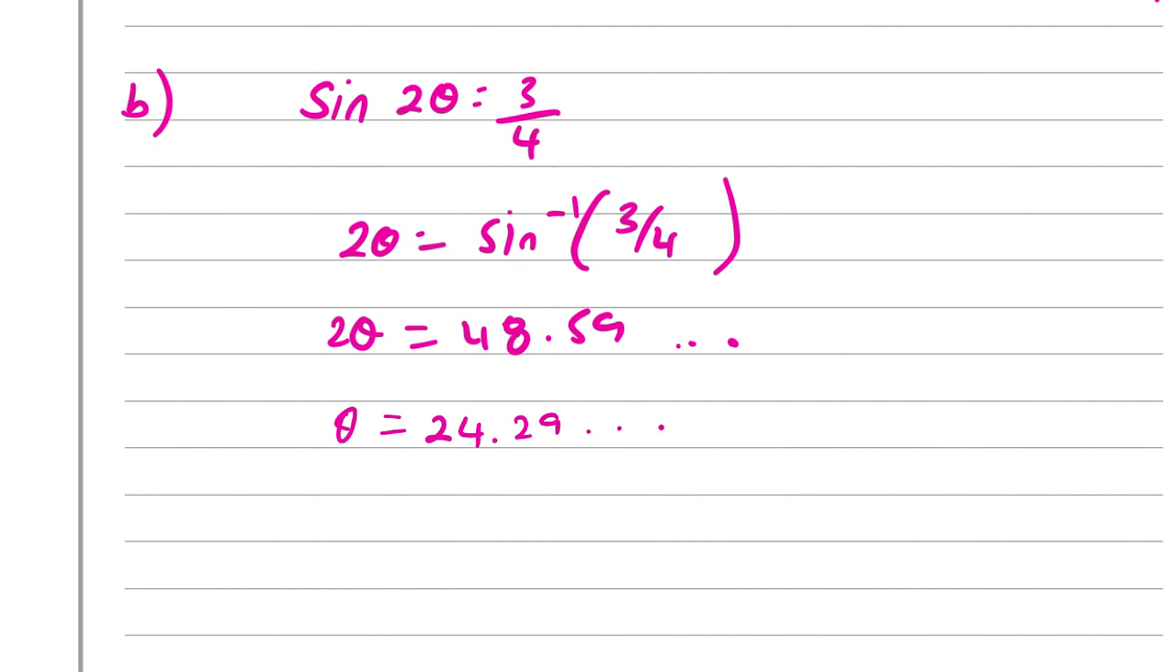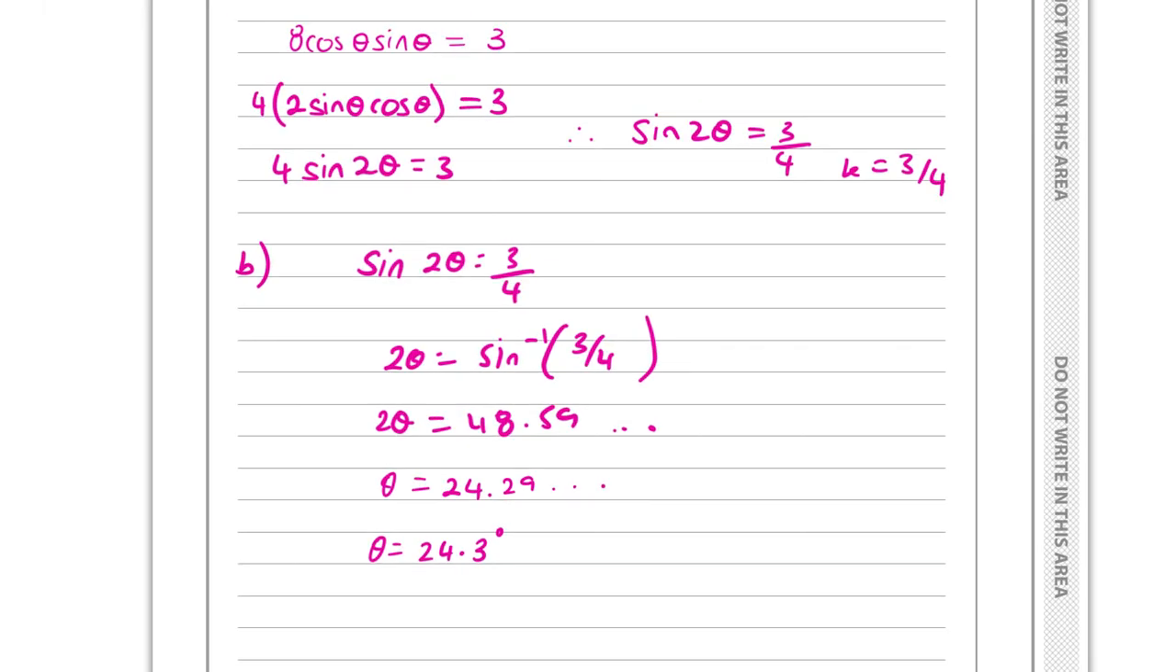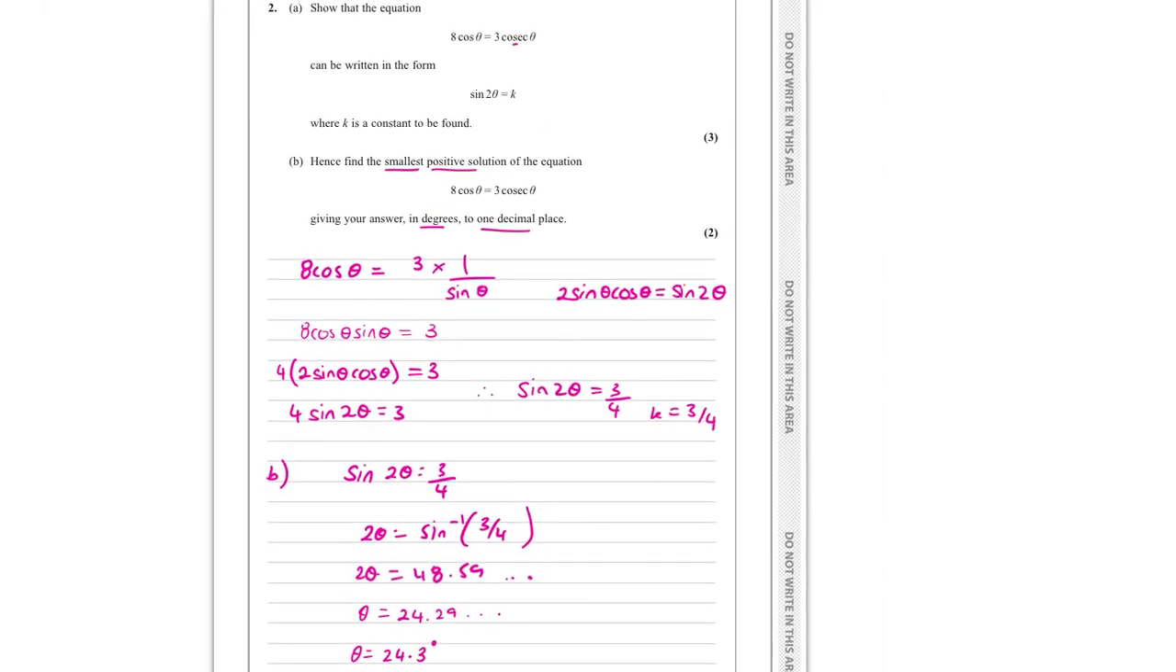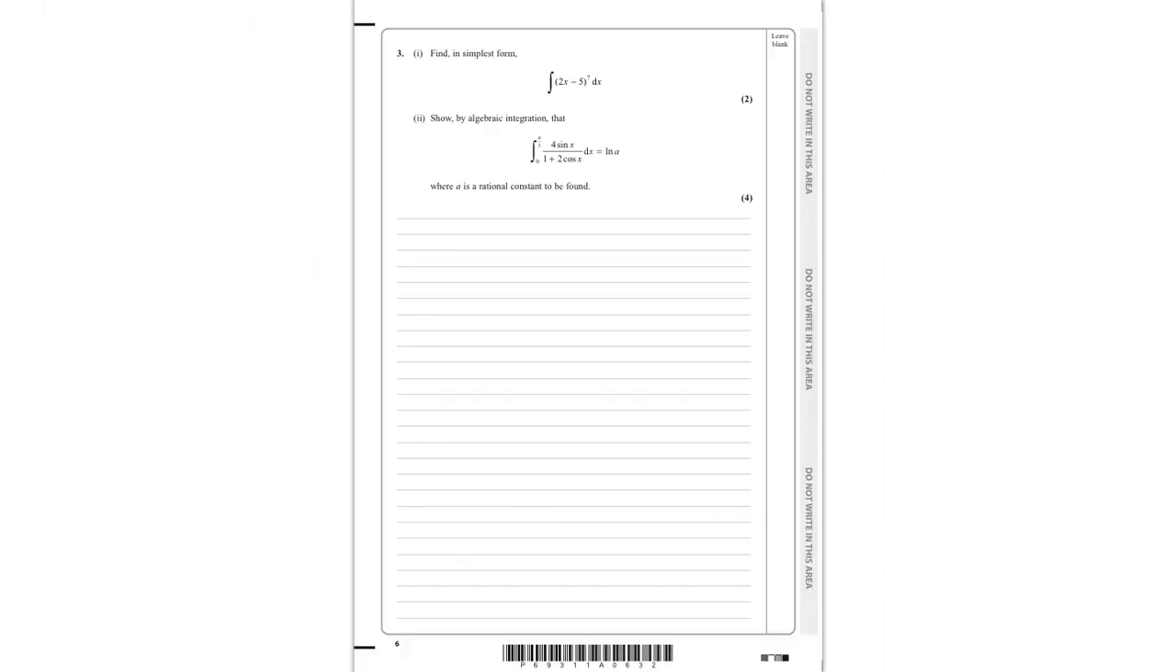And because it just wants the first smallest positive, I don't need to worry about doing CAST or anything like that. I just want the first one. 1 decimal place is 24.3 degrees. Nice and easy, 5 marks. Okay, question 3.